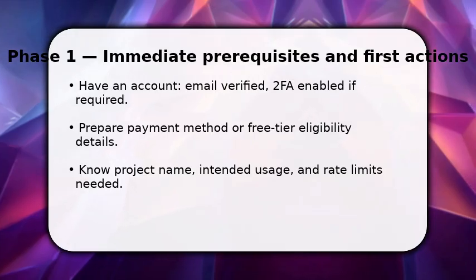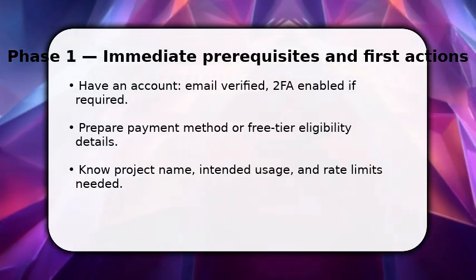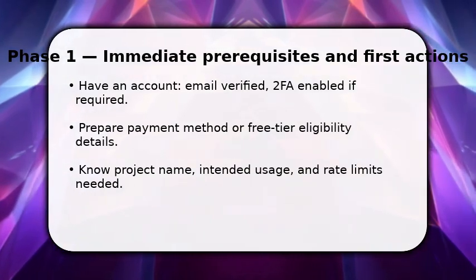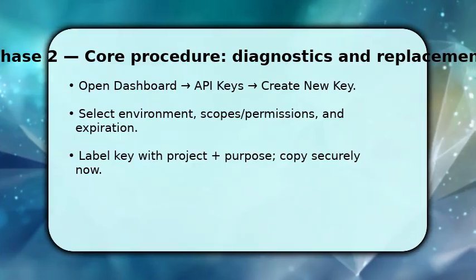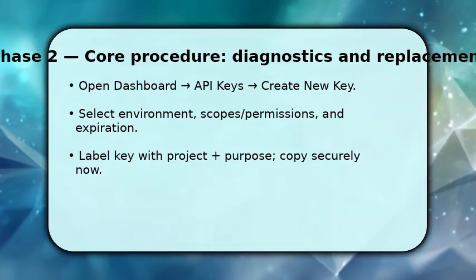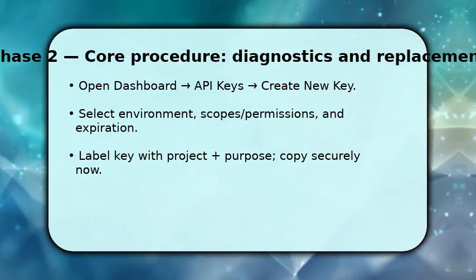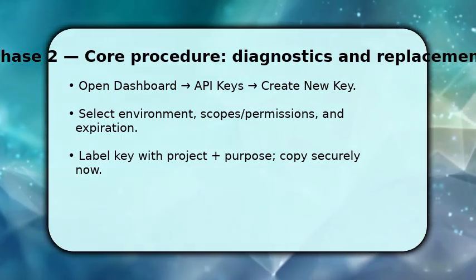Make sure to choose the correct environment, production versus test, because keys and permissions will differ and affect costs. You move to generate the key. Open Dashboard, then API Keys, and click Create New Key. Choose the environment, select minimal scopes needed, and set an expiration if you want short-lived credentials.